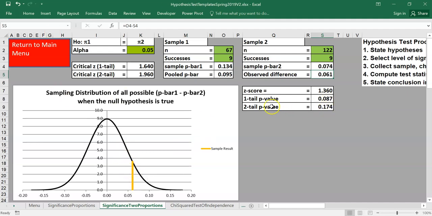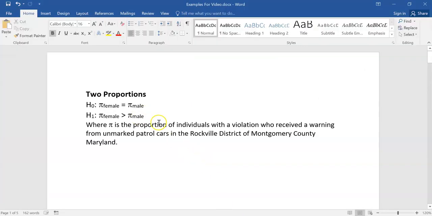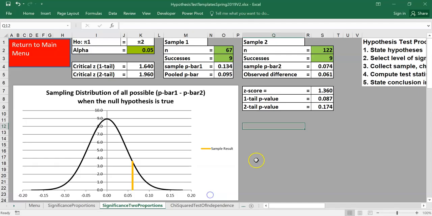So we go into the p-values. This was a one-tailed test. Go back and look at the hypotheses. We hypothesized whether or not females were more likely. That makes it a single tail. So in the template, we look at this p-value, not the other one. 8.7%. Well, at the 5% level of significance, that's not small enough.